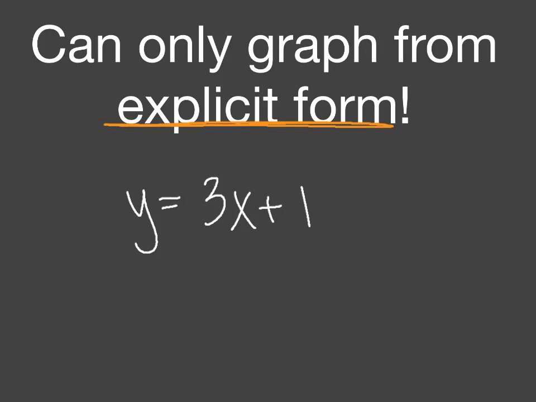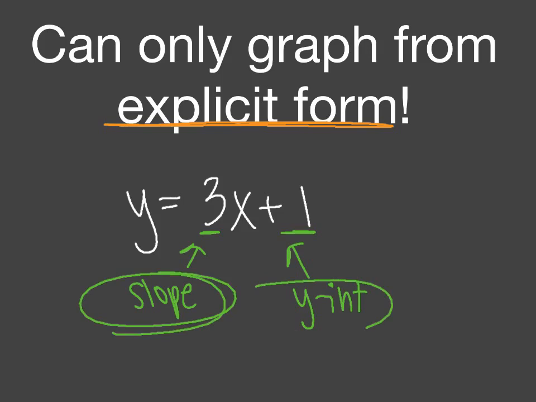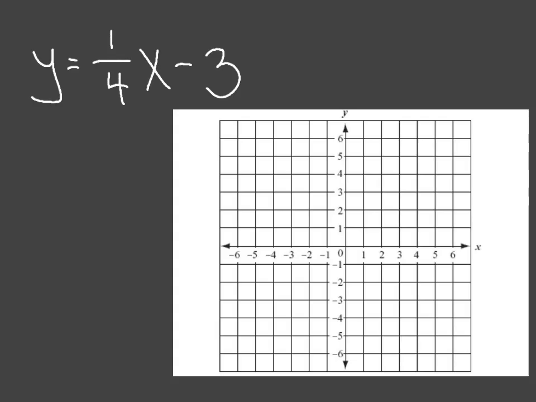And if you remember, the reason why we all love explicit form so much is because these two numbers have very special meanings. The number next to the x is always the slope. So if it's by the x, it's the slope. The number that's all by itself is always the y-intercept. And that's why explicit forms are so cool, because it gives us two really, really important pieces of information. So let's see how awesome this really is.